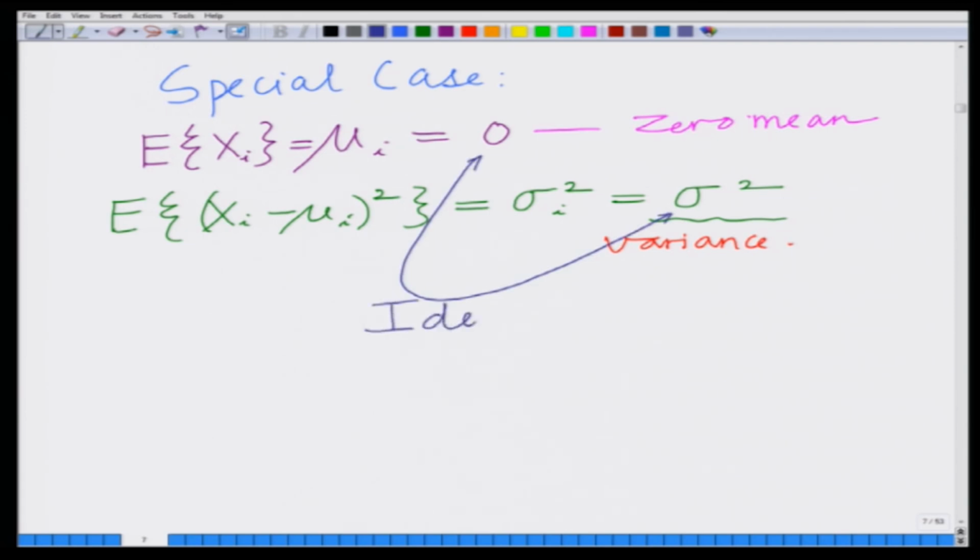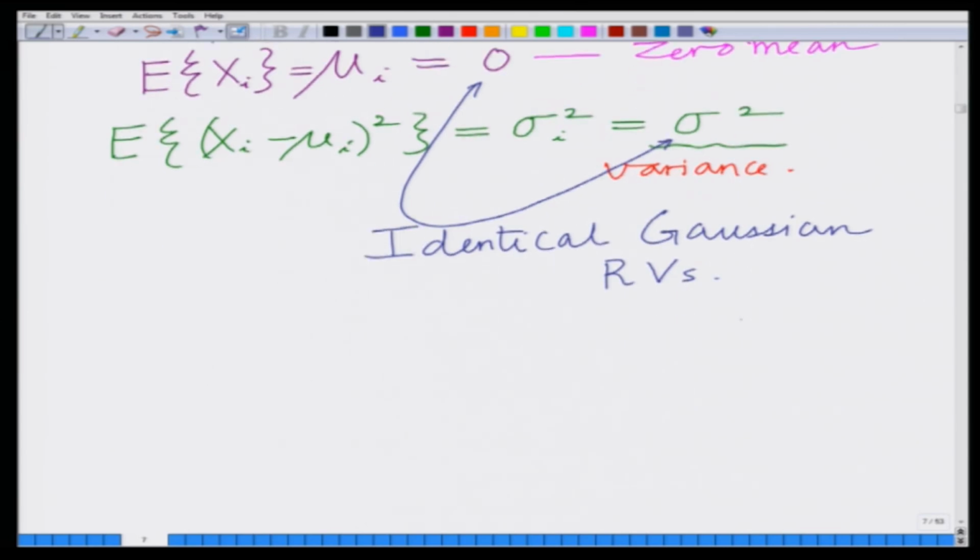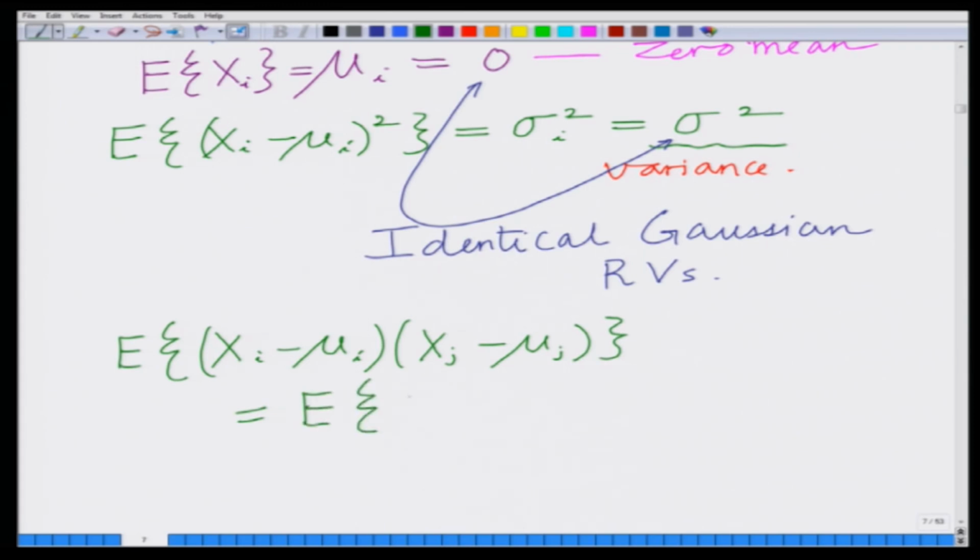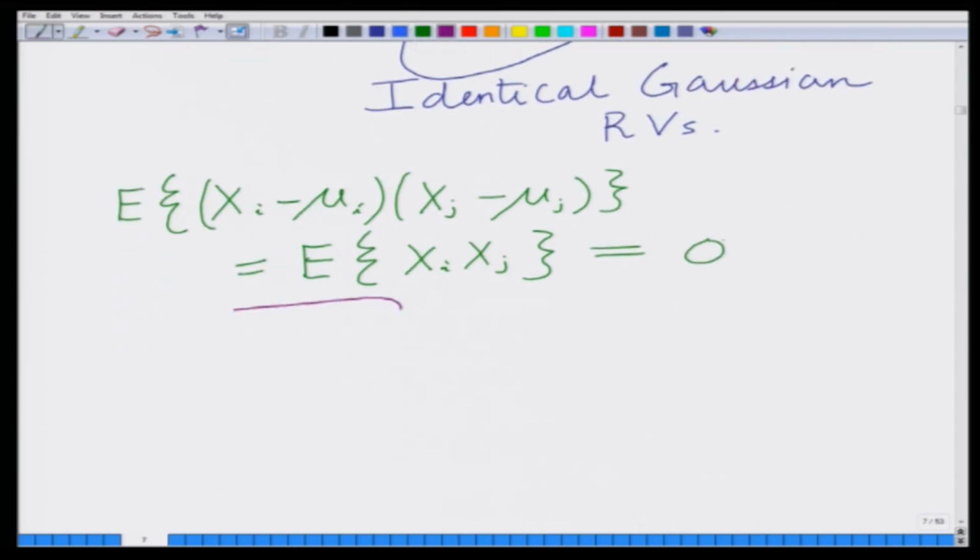So, these are a group of identical Gaussian random variables. Further, we are also going to assume that the covariance, that is expected value of xi minus mu i times xj minus mu j, since mu i and mu j are equal to 0, reduces to expected value of xi times xj, which we are going to assume equal to 0.